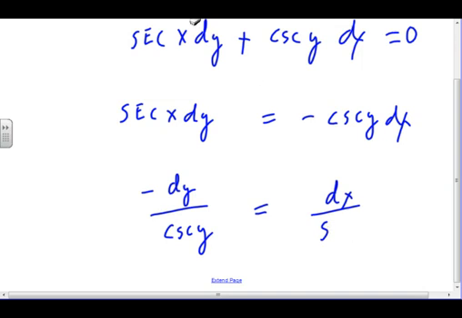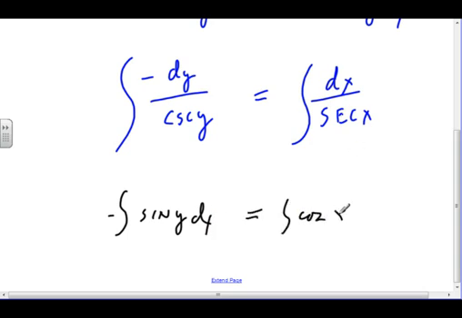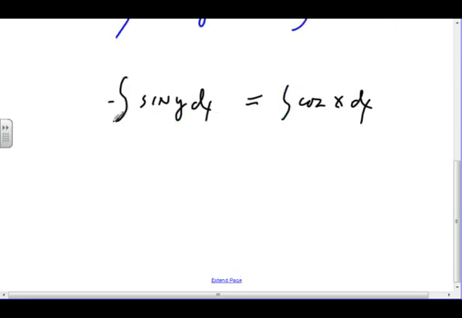Oh, it's getting late. And then I say, well, I'm going to integrate both sides, right? Well, probably not. What's 1 over cosecant? That's the integral of minus sine y dy. And 1 over secant is cosine x dx. Oh, that's all right. So the integral of sine is minus cosine, and I got a minus there, so this is going to be cosine y is equal to the integral of cosine, which is sine, so it'd be sine x plus c.